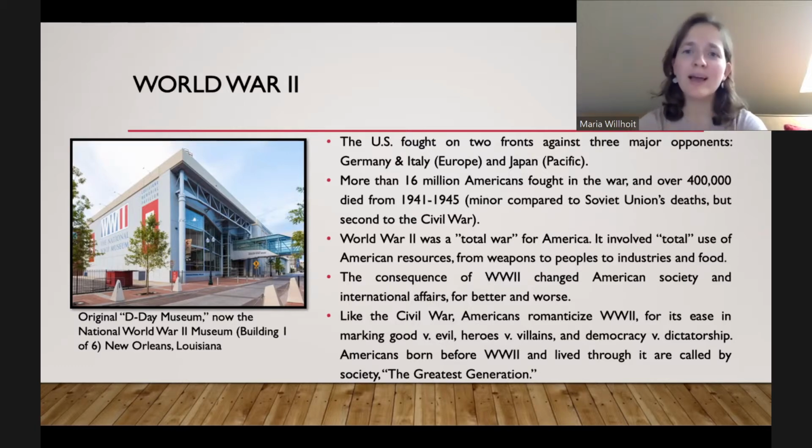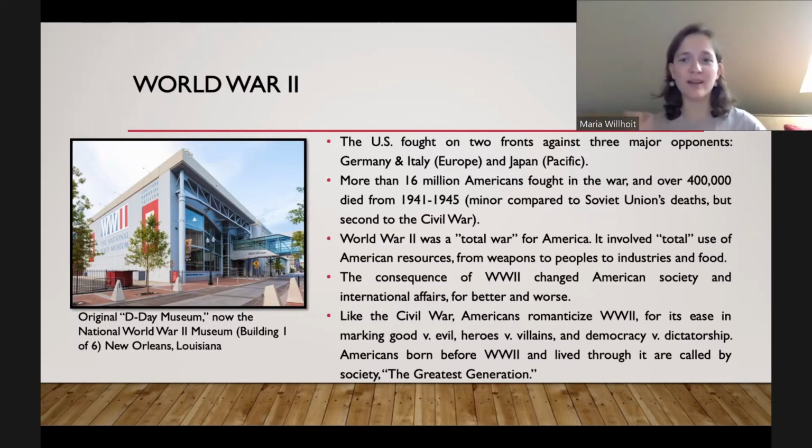So anyway, as you know, we were attacked by Japan. So America has this tricky, difficult situation of having to fight two fronts in the war. We have three major opponents, but we have two fronts. We have to fight Germany and Italy in Europe, and then we have to fight Japan in the Pacific.